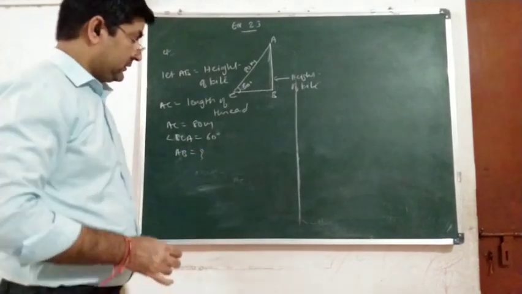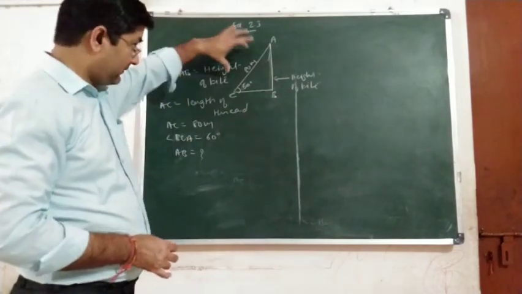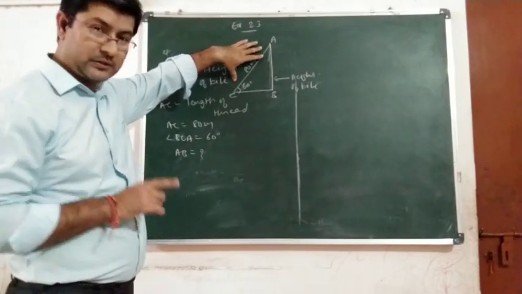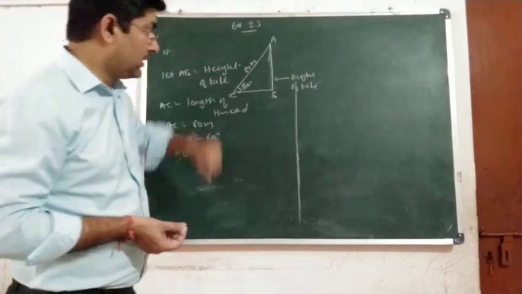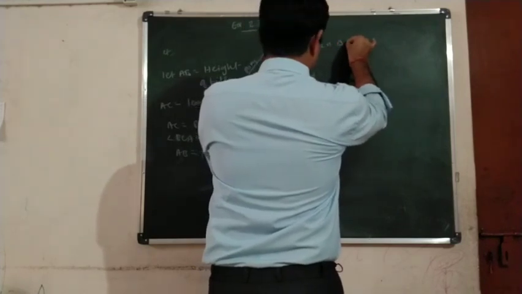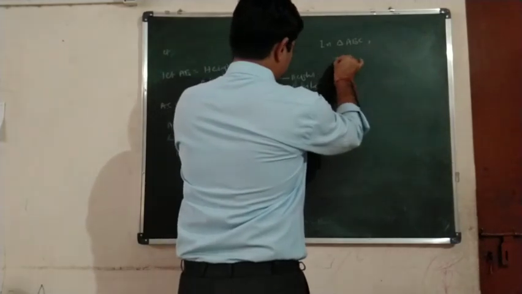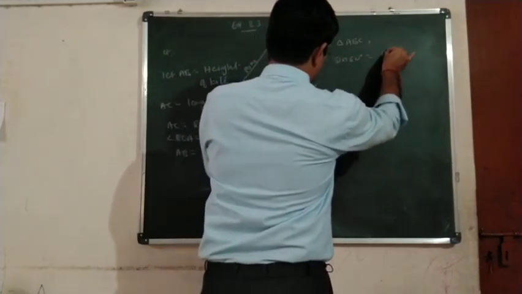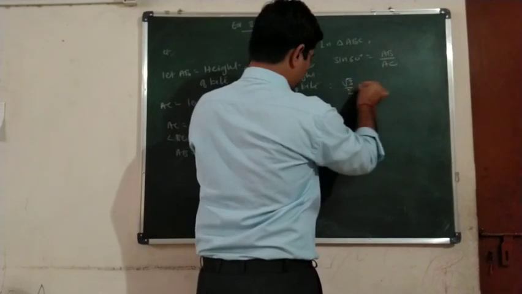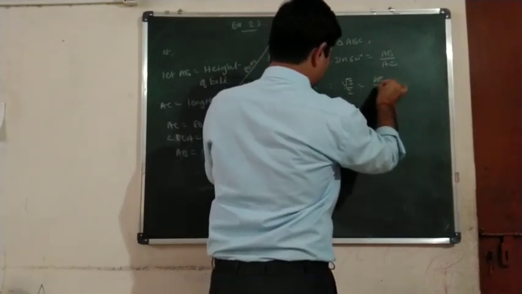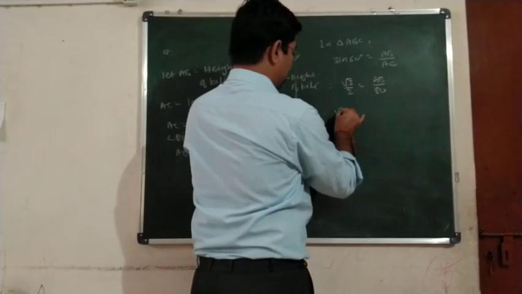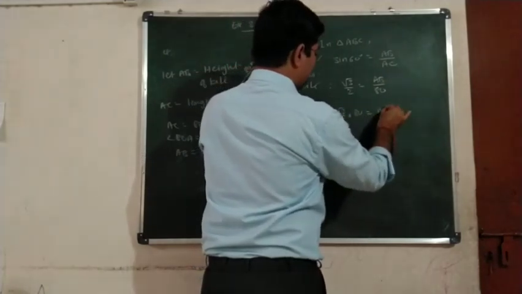Now since you have to find the height and you are given the value of the hypotenuse in this case, obviously the most suitable ratio to be used is the sine ratio, because sine theta is equal to perpendicular upon hypotenuse. So in triangle ABC, sine 60 is equal to AB upon AC. Now sine 60 value is root 3 upon 2, is equal to AB, which we have to calculate, and AC is given to be 80. So root 3 upon 2 into 80 is equal to AB.